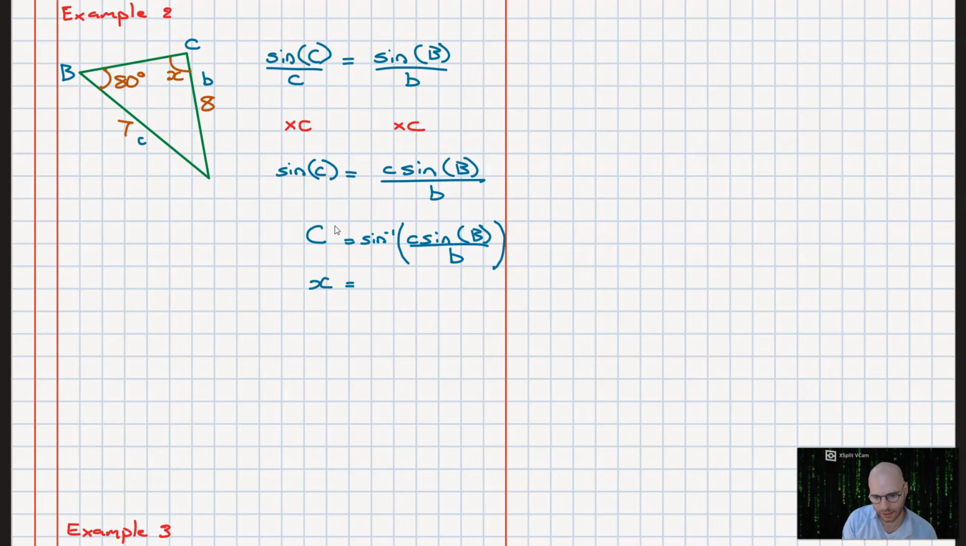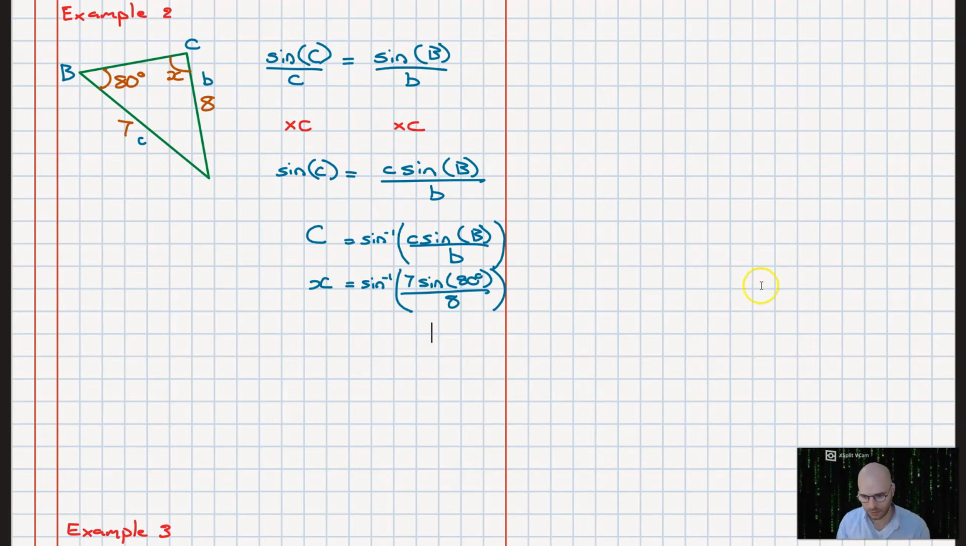So we're solving for x, and it's the inverse sine of lowercase c is 7 sine 80, all over 8, like so.